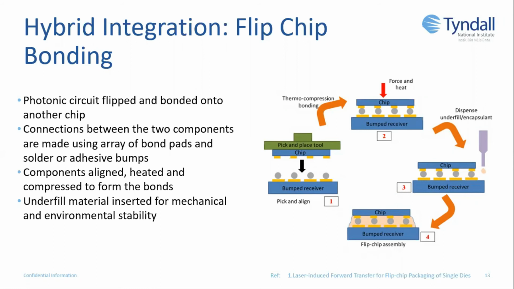So the connection between this gain chip and silicon photonics chip is made by using an array of bond pads and connective bumps that are usually solder or adhesive bumps, but can also be stud bumps. So the gain chip is aligned to the silicon photonics chip, and then by being heated and compressed, the bonds are formed between the chips. And then to reduce thermal stresses occurring, an underfill is dispensed between the gain chip and the silicon photonics chip. And this underfill is a polymer material.